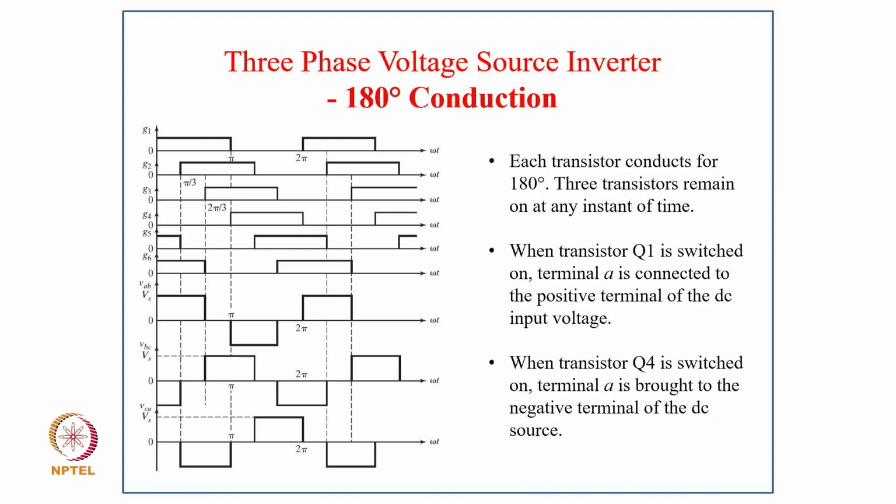In the 180-degree conduction of VSI, each transistor conducts for 180 degrees, and 3 transistors remain on at an instant of time, one from each phase. So when transistor Q1 is switched on, the terminal A is connected to the positive terminal of the DC bus of the input, and when the transistor Q4 is switched on, the terminal A is brought to the negative terminal of the DC source.